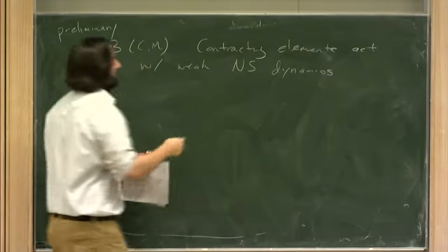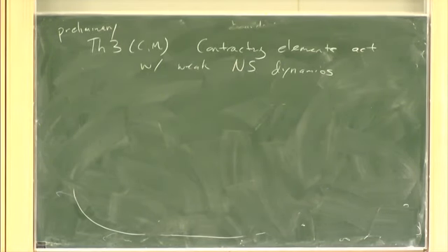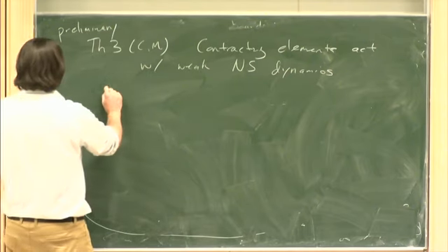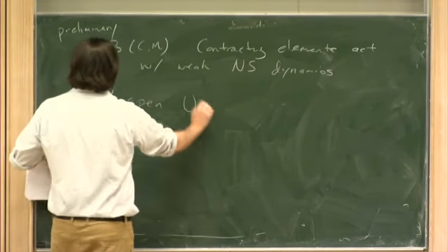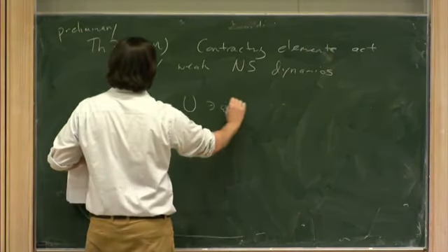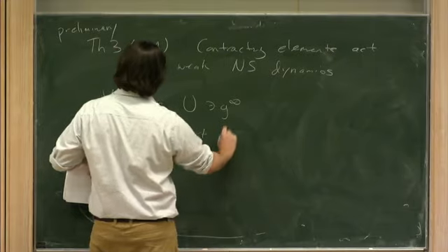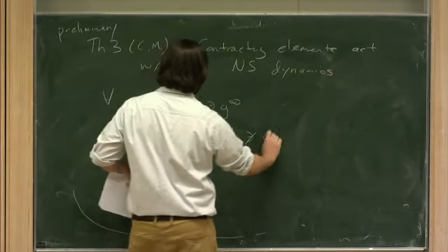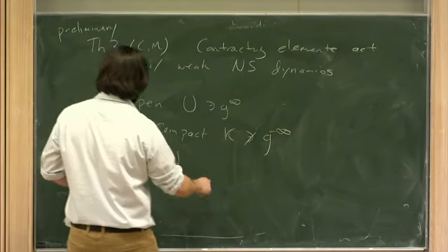Contracting element means I have an infinite order element that's quasi-geodesic, and that quasi-geodesic is a contracting quasi-geodesic. And so the statement is, if g is such an element, then for all open sets U containing g to the infinity and compact K not containing g to the negative infinity, there exists an N so that you can push K into U.